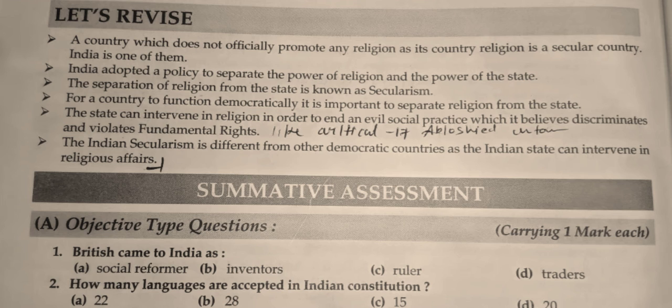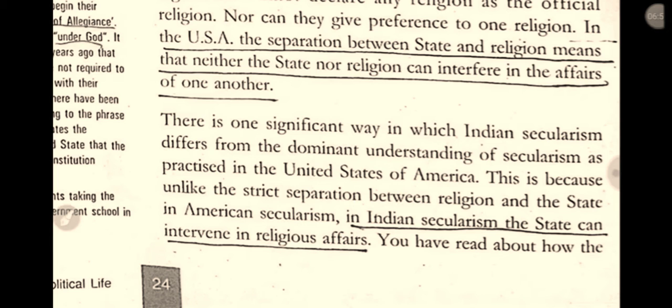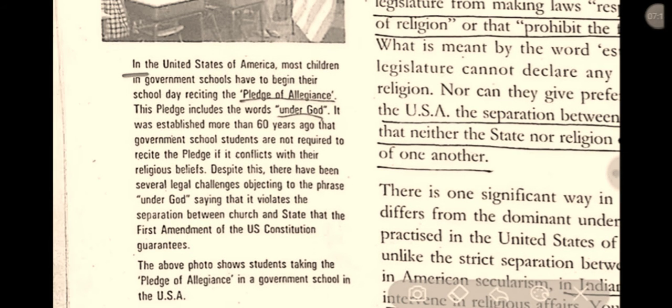It means that a state can intervene in religions in order to end an evil social practice which it believes discriminates or violates fundamental rights. Like Article 17, it abolished untouchability. Indian secularism is different from other democratic countries, as the Indian state can intervene in religious affairs.